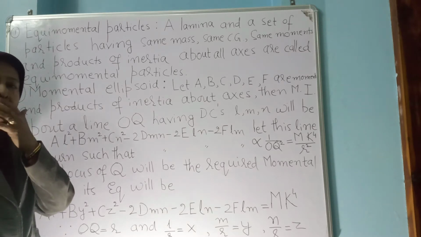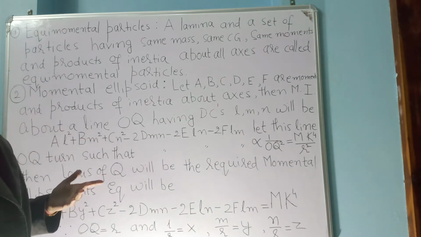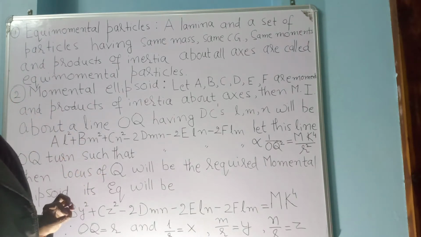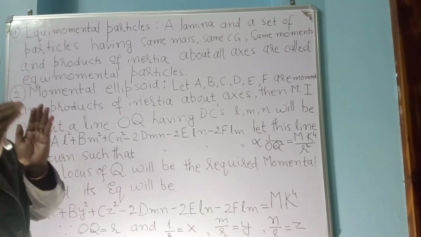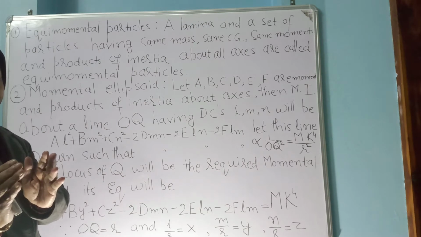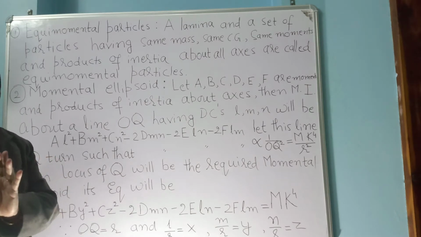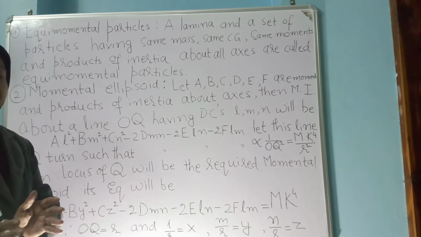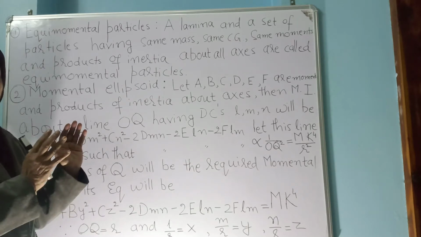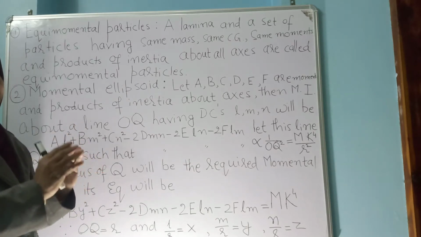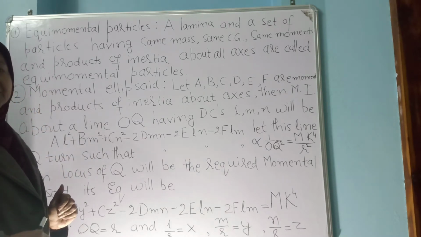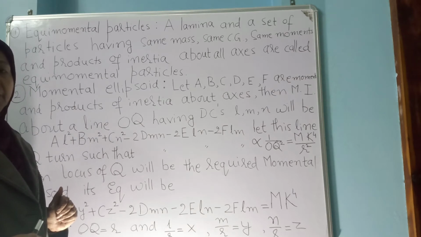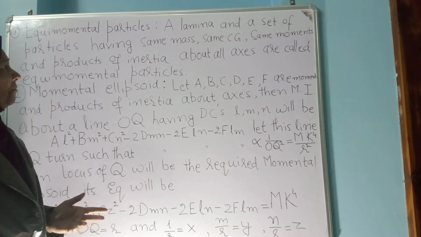As is clear by its name, you have the particles and you have a body. The moment of inertia of those particles about any given three axes is the same as the moment of inertia of that rigid body about the same axes. That is why it is called equimomental particles. Okay, so a very simple definition.